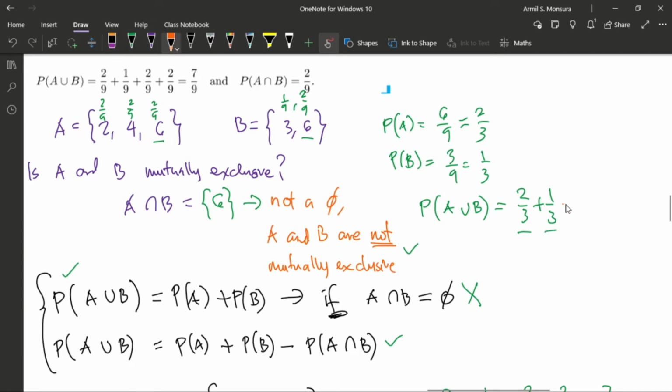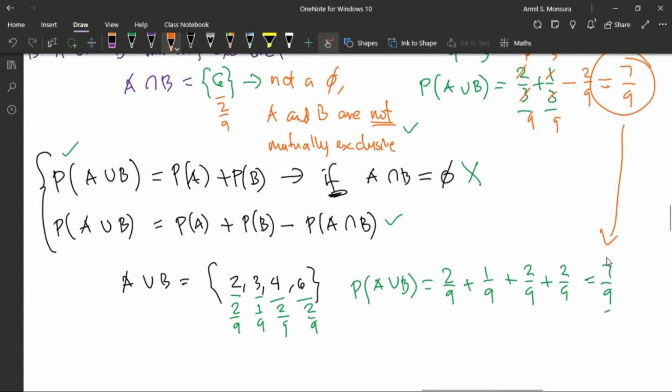yung probability nung common element sa kanila. Okay? Again, ang common na element sa kanila ay 6. Okay? Na merong probability na 2/9. So, which means 2/3 plus 1/3 minus 2 over 9. Okay? That should give us 6 over 9 kasi ito, this is 3 over 9. So, 6 plus 3, 9, minus 2. That's 7 over 9. Yun. Nakuha natin yung parehong sagot dito sa first solution natin.